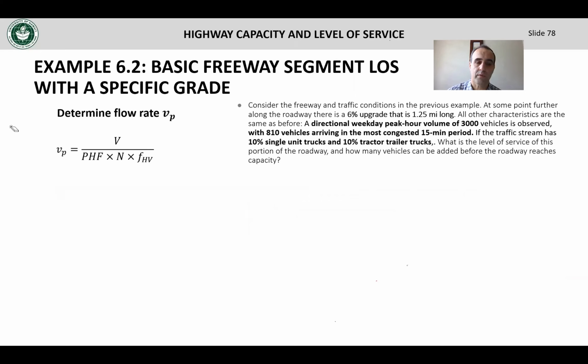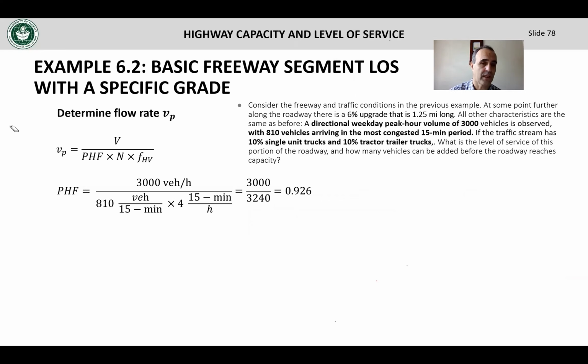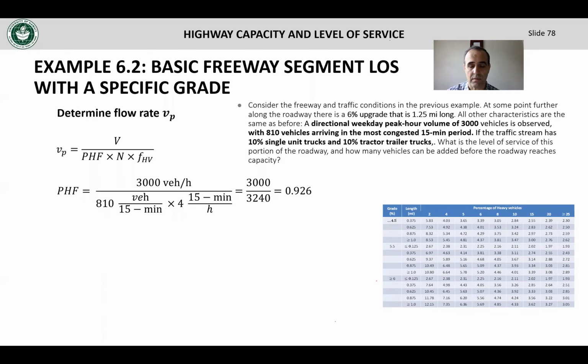So we use the same equation for the determination of the flow rate. We still have 3,000 vehicles per hour. We still have 810 vehicles arriving in the most congested 15-minute period. And so the peak hour factor is exactly the same as in the previous problem. We still have 3 lanes, right? So that doesn't change either. But now the passenger car equivalents change.